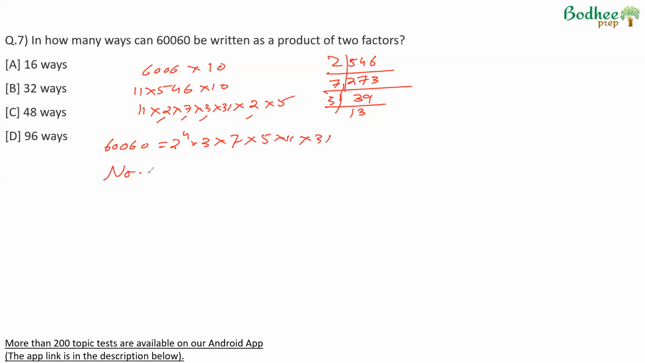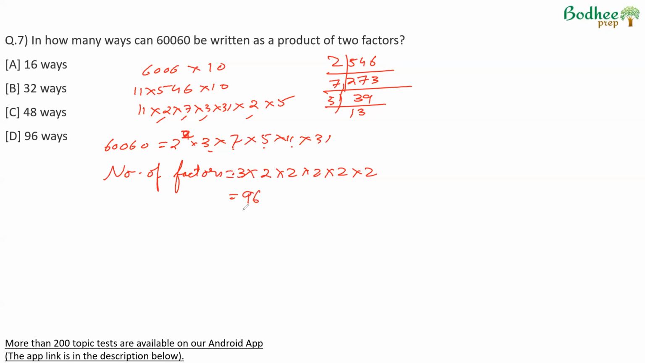So the number of factors will be 2 plus 1, 3, into 1 plus 1, 2, into 1 plus 1, 2, into 1 plus 1, 2, into 1 plus 1, 2, into 1 plus 1, 2. There are 5 prime numbers to the power of 1, so 3 into 2 raised to 5, which will be 96 factors.